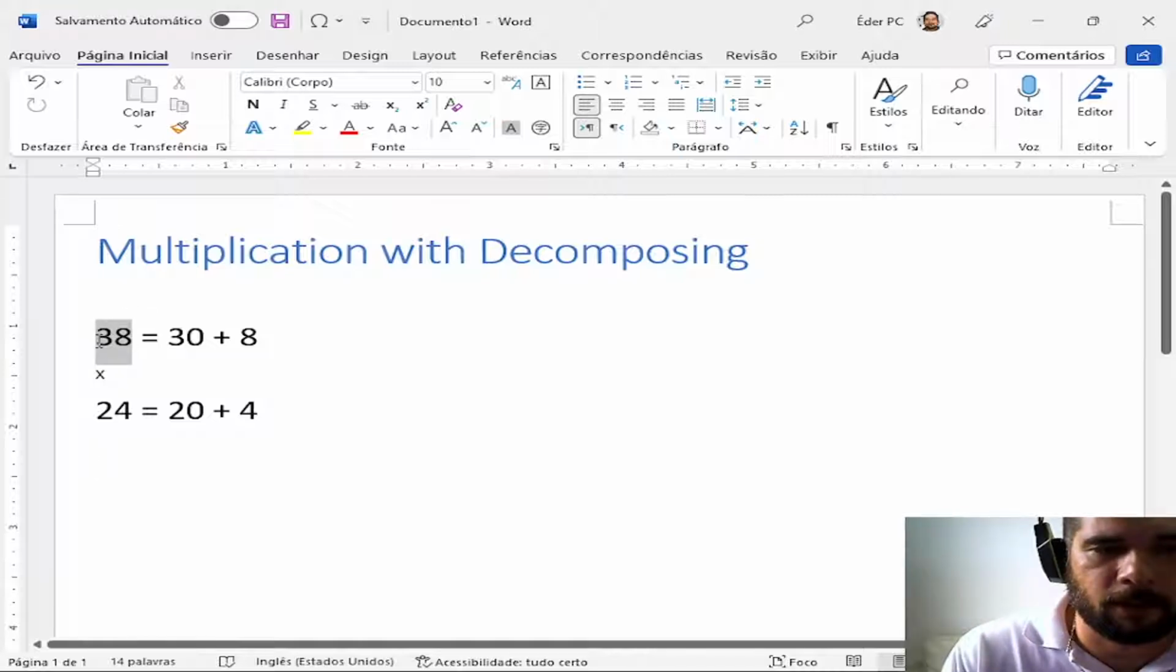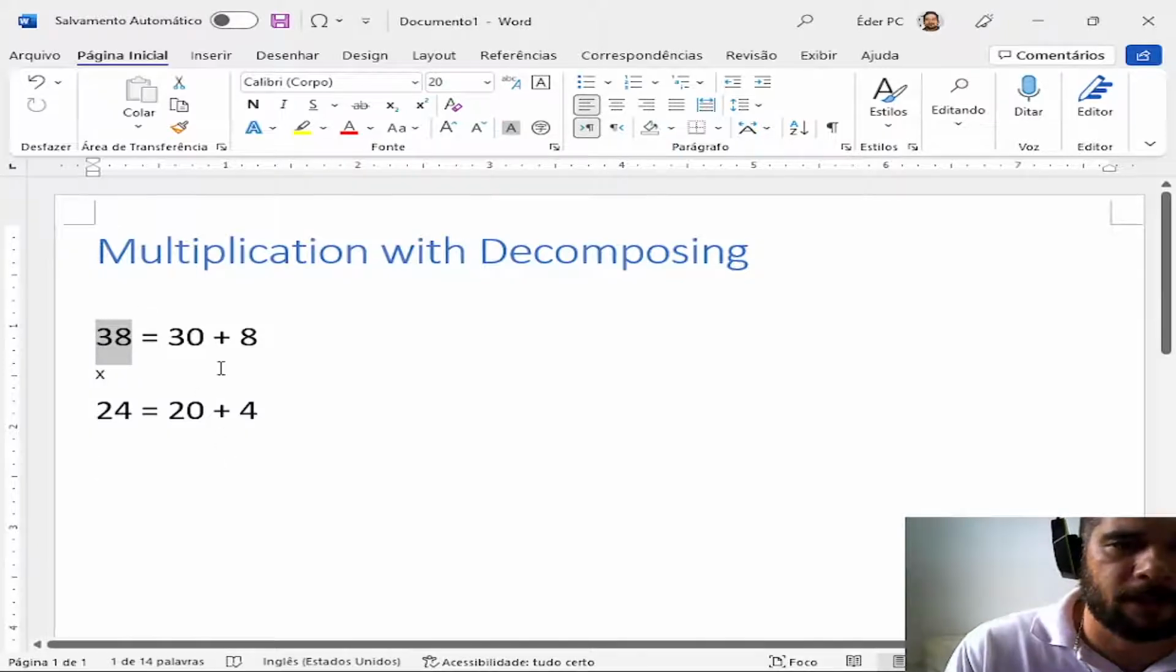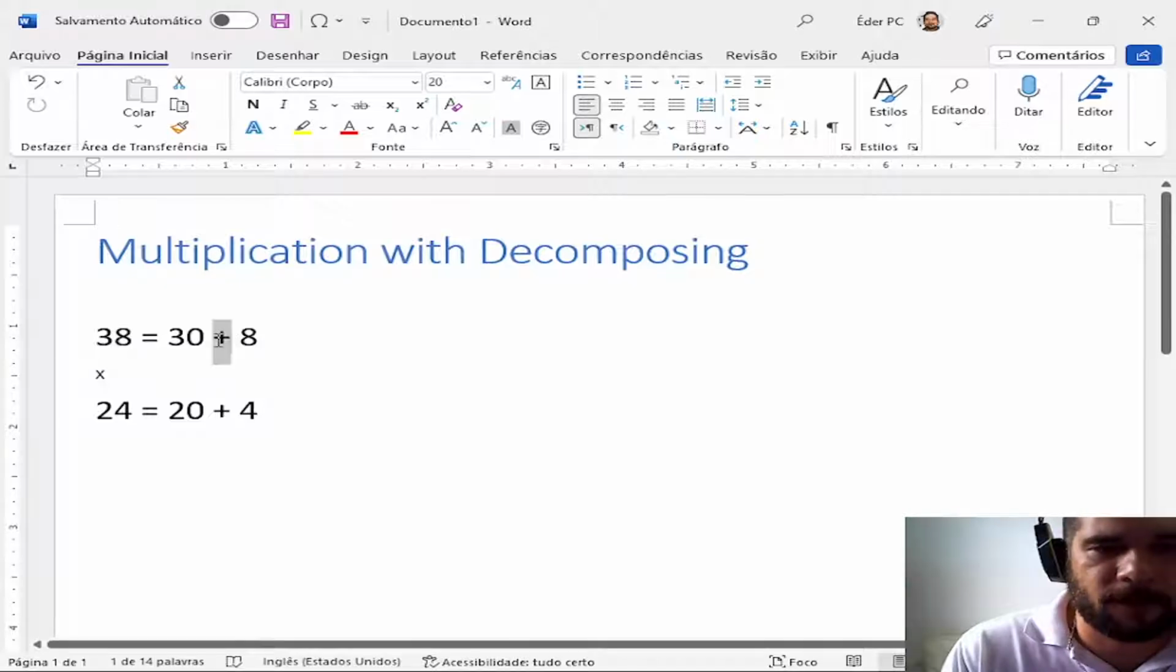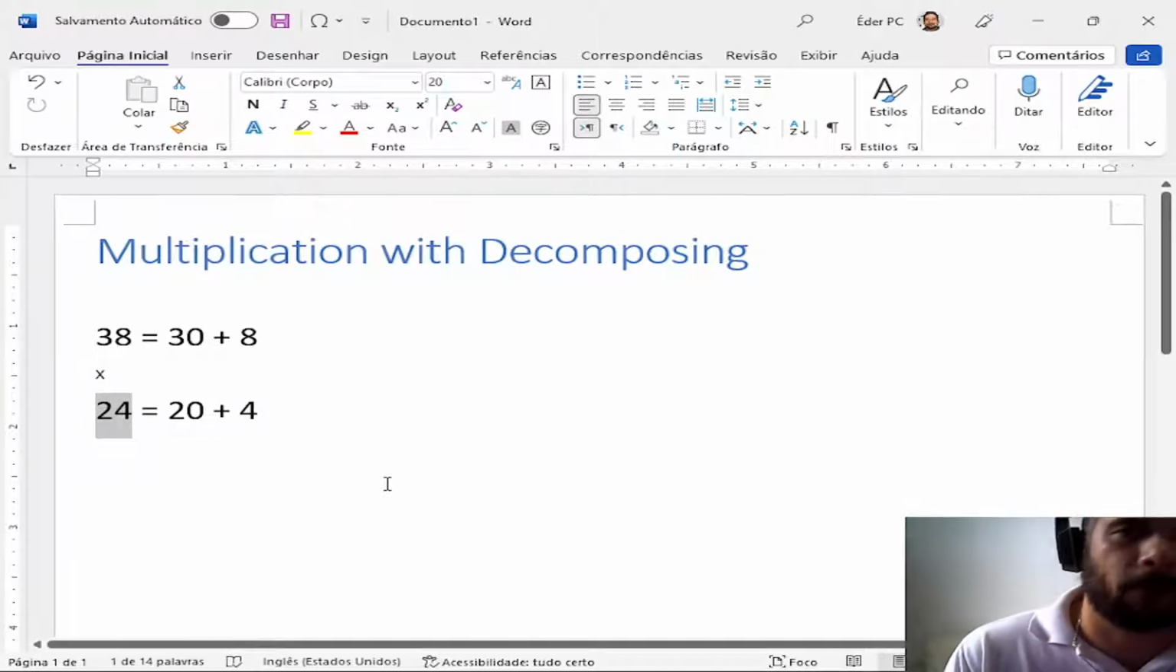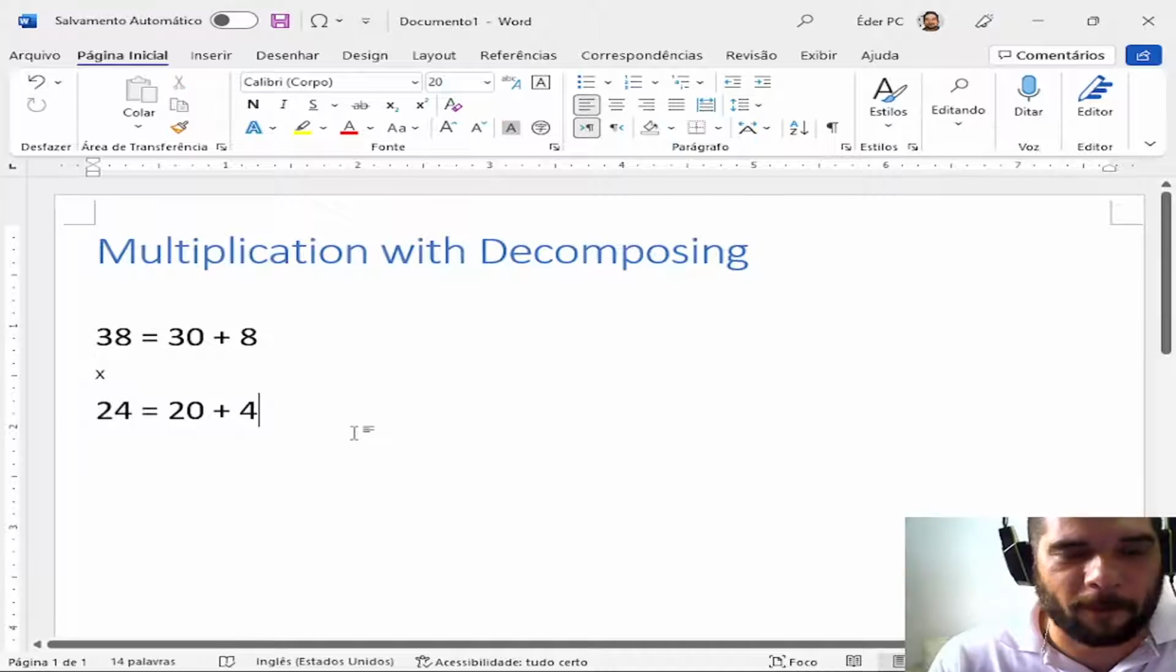So, for example, here we say 38, all right? If you suppress the plus here, that's exactly what you have, 38. You see? Downstairs, the same thing, 24. So the way you're saying it, you're already decomposing it. So keep that in mind, okay?